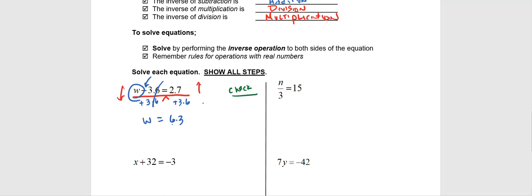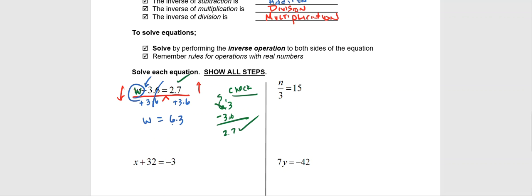Now, I'm going to show that checking just one time here so you understand why this 6.3 will make this equation true. Well, because if I put the 6.3 back in for w and I subtract the 3.6 from it that the equation requires me to do, and either with a calculator or by hand, I should get the solution that the equation claims of 2.7, and I do.